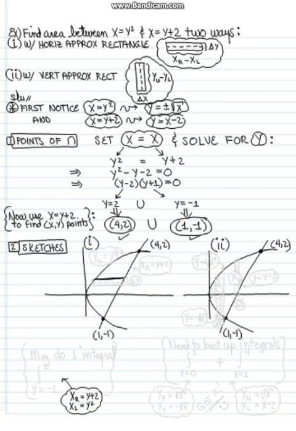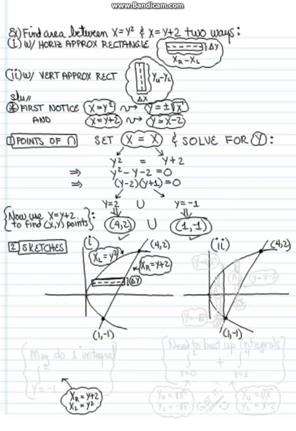Now here's my horizontal approximating rectangle. The function on the left, x sub l, is y squared. The function on the right, x sub r, is y plus 2, just as they gave it to us. And the width of the rectangle is delta y, so we'll be using the differential dy. Okay, here's our vertical rectangle.